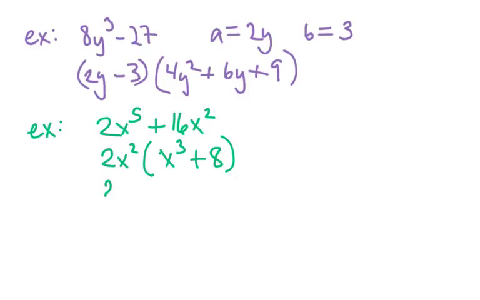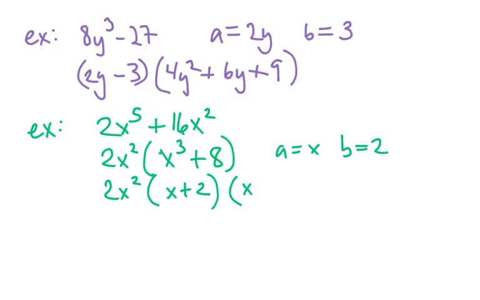So I can rewrite that as 2x squared, and I know my A equals x, B equals 2. It's really helpful to write this, kind of helps us out here. It's a sum, so I get A plus B, which is x plus 2, and then A squared, which is x squared, minus AB, so minus 2x, always positive, plus B squared is 4. And that's as far as I can factor it.